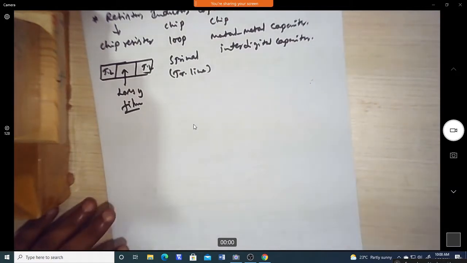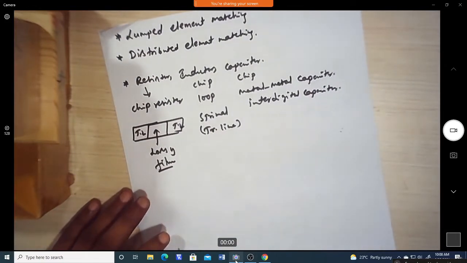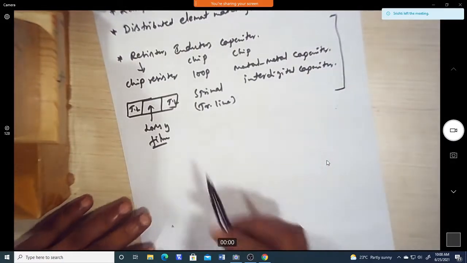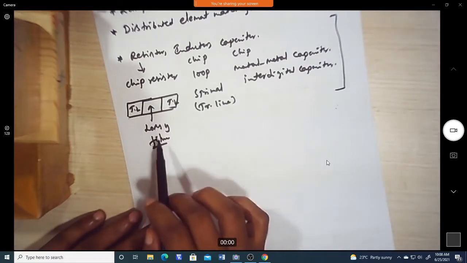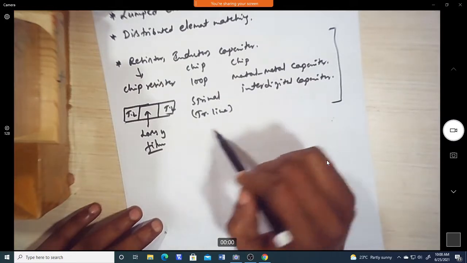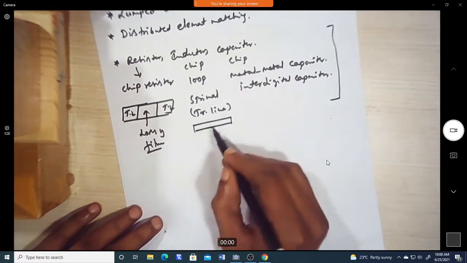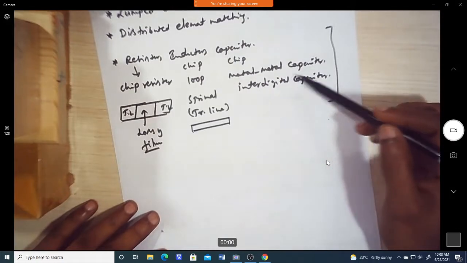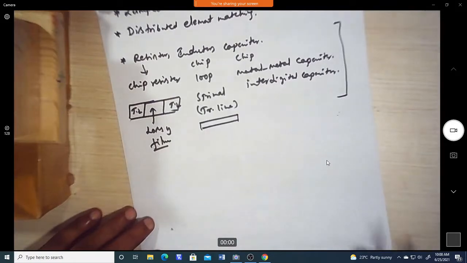Okay, so yesterday we were discussing lumped element matching and distributed element matching. These are the different types of lumped elements we can use, that is, chip resistor. We can use the transmission line with a lossy film, and in terms of inductors, chip inductors, loop inductors, and also spiral kind of thing. Even a simple transmission line can be used as an inductor. Also chip capacitor, metal capacitor and interdigital capacitor we can use. So these are all the types of lumped elements we can use.